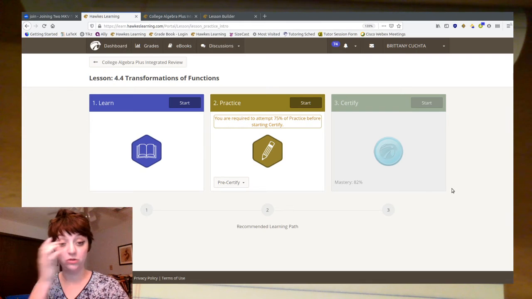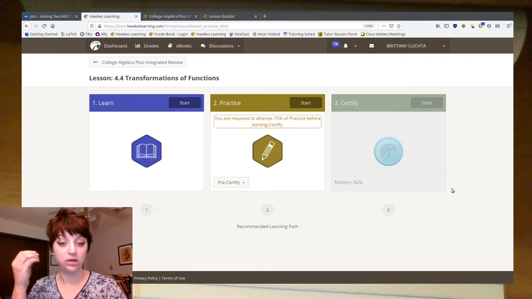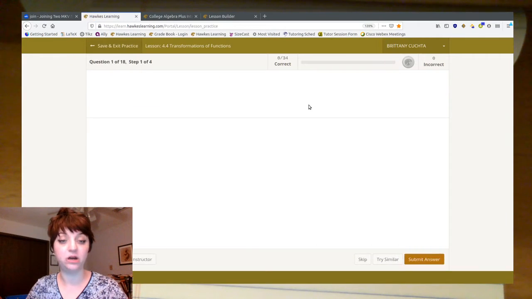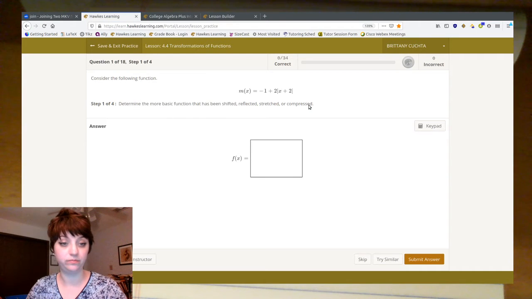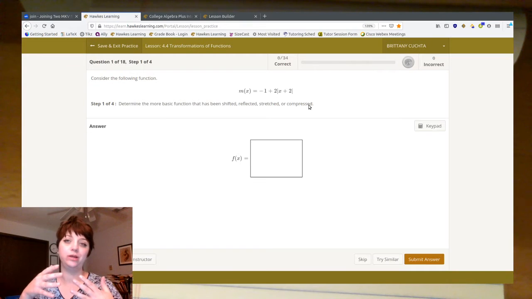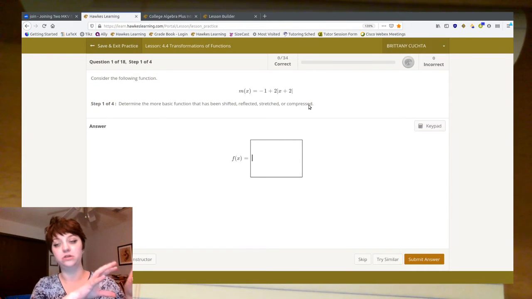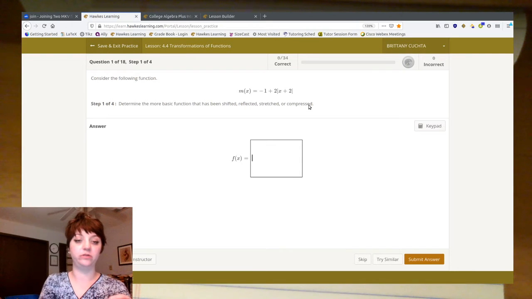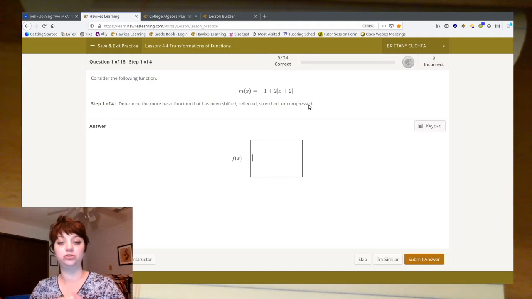All right, I also want to show you what it looks like in HAWX when you go to do these problems. So let's open up practice, and I'm going to find a transformation problem. There's actually a couple different types that they have, but they're all doing transformations. Some of them ask one other thing, and some of them ask a different other thing. Okay, so determine the more basic function that has been shifted, reflected, stretched, or compressed.